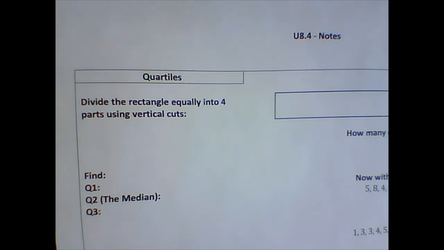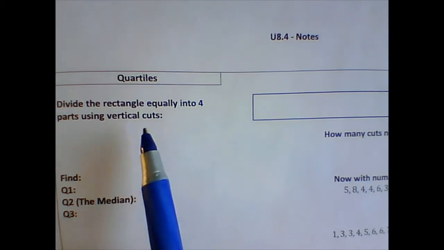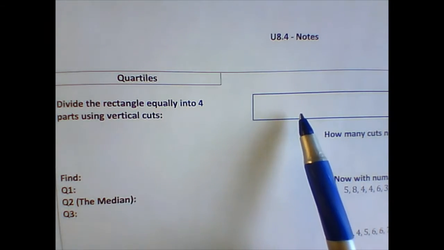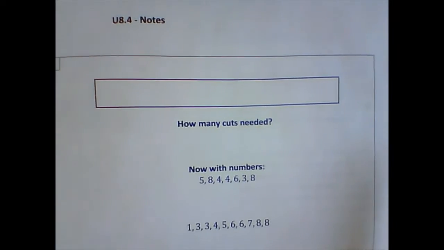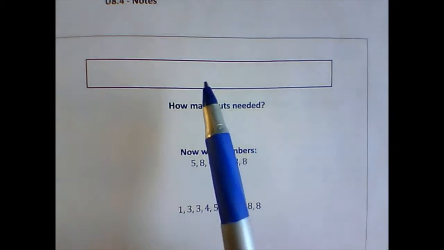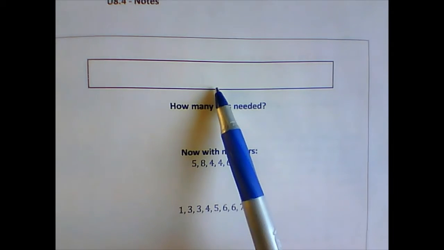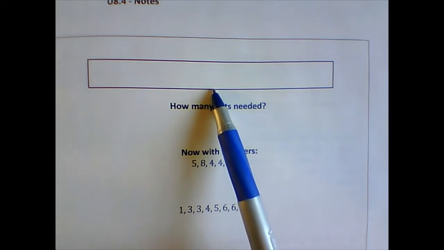Today, we're going to be looking at box plots. They're sometimes called box and whisker plots. It's another way of displaying data like dot plots and histograms. They display things a little bit differently, but before we get into box and whiskers, we have to talk about something called quartiles. So what we're going to do is take this rectangle and divide it into 4 parts.